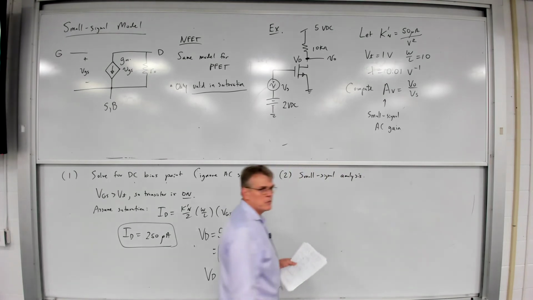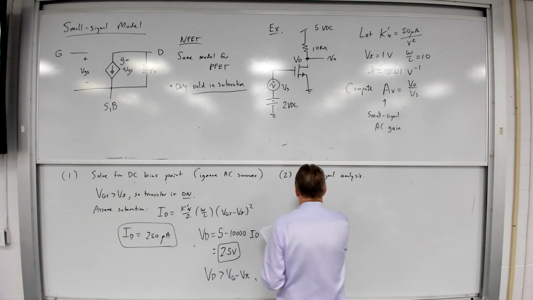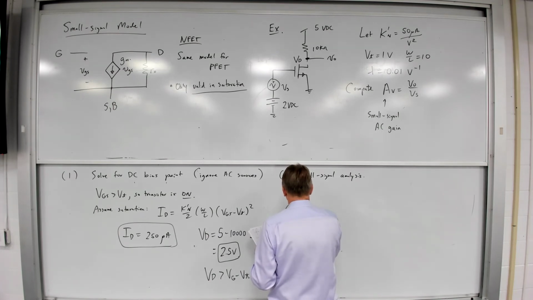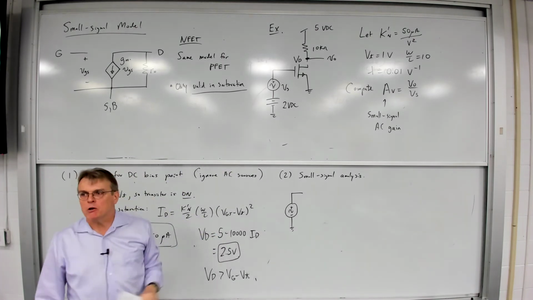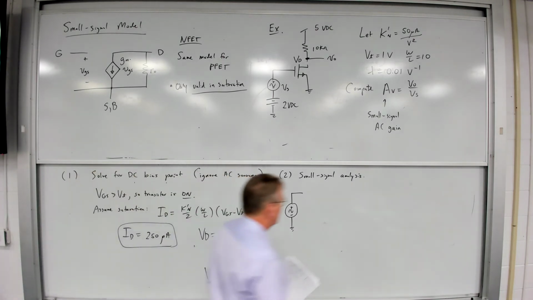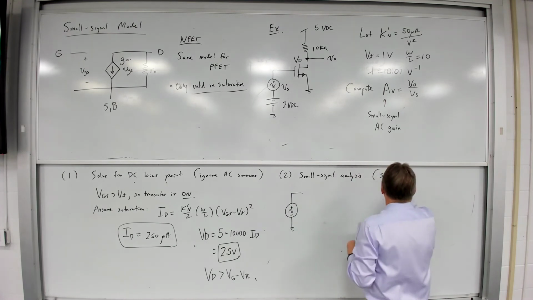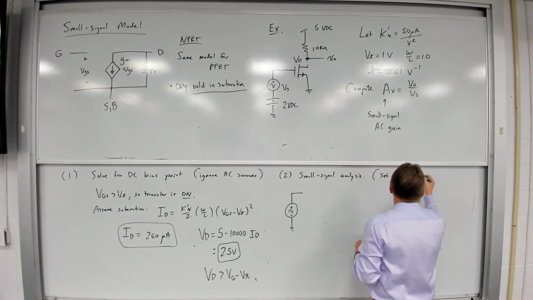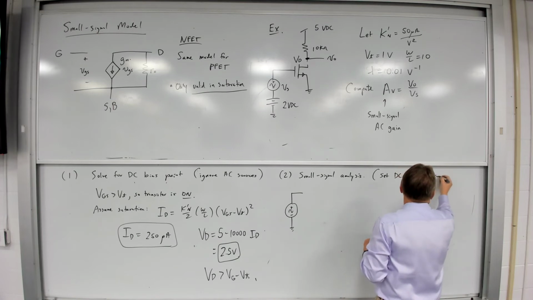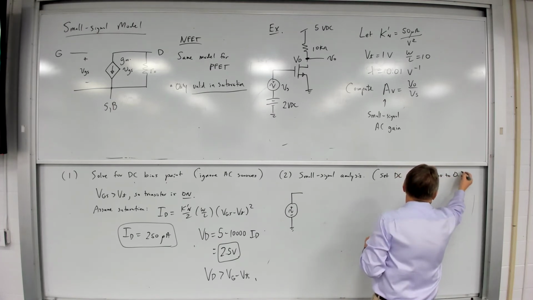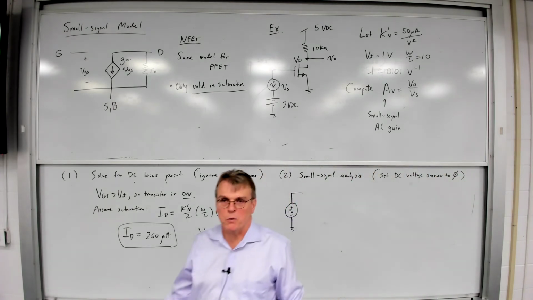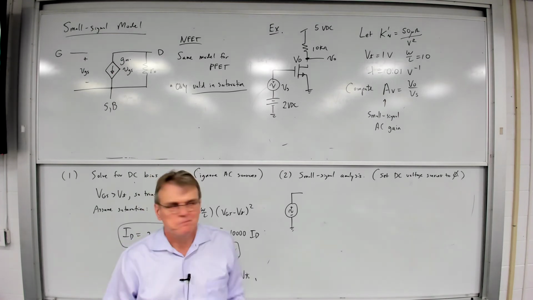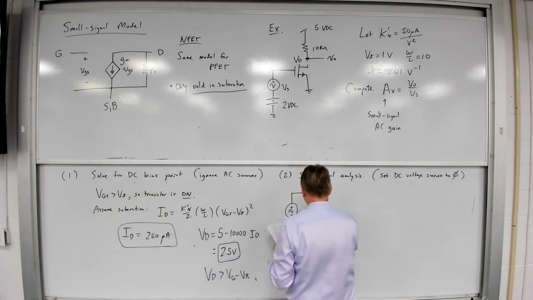So let's now do our small signal analysis for part 2. I'm going to put back in my AC voltage, and I'm going to zero out my DC voltages. So I set my DC voltage sources to 0. If I have a current source, that goes to 0, becomes an open circuit, right? So now I have VS, that's connected to my gate.